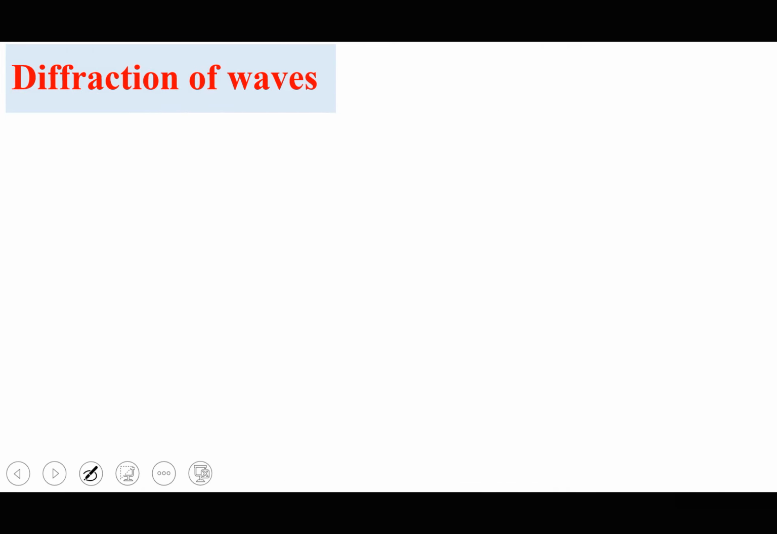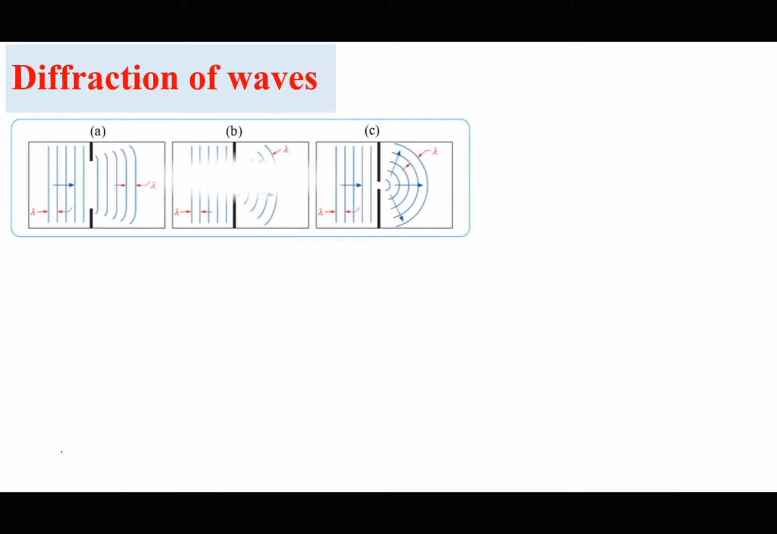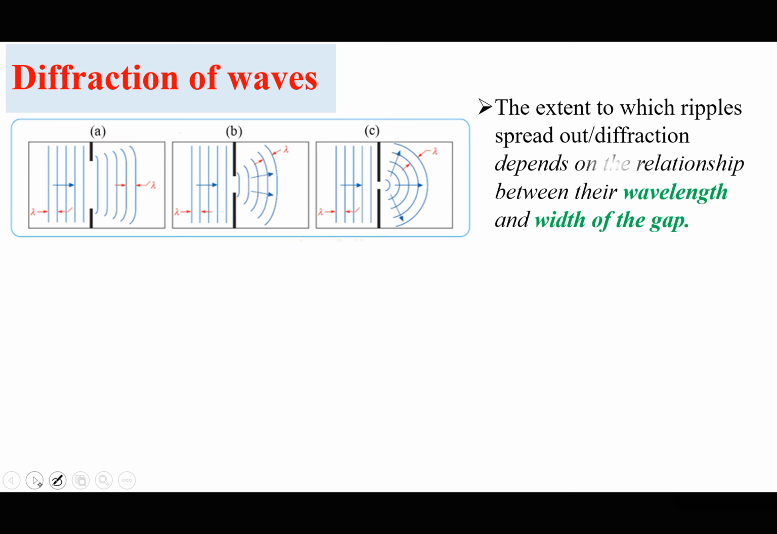So the factors which affect diffraction, one of them is the wavelength. Diffraction depends on the wavelength, and diffraction depends on the size of the gap. So this diagram is going to help us investigate the factors which affect diffraction. The extent to which the ripples spread out, or the extent to which diffraction occurs, depends on the relationship between the wavelength of the waves and the width of the gap, or the size of the gap.